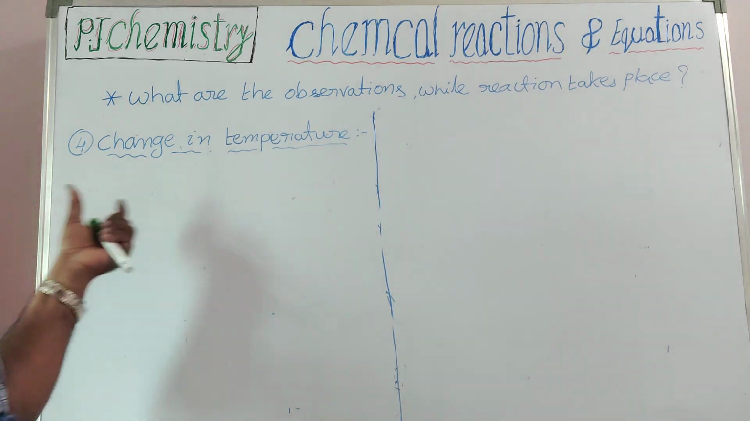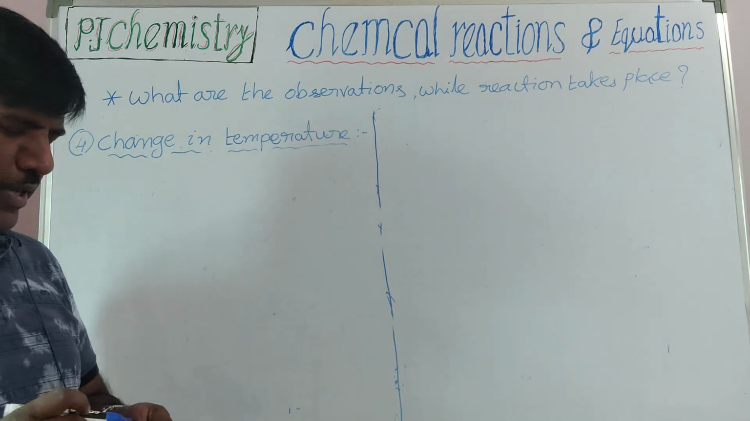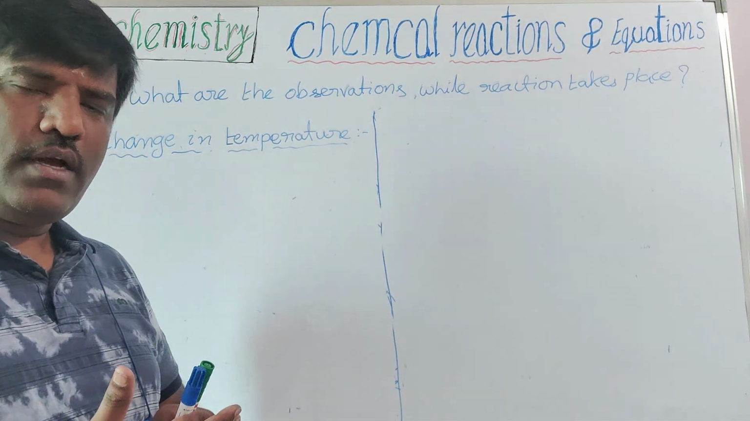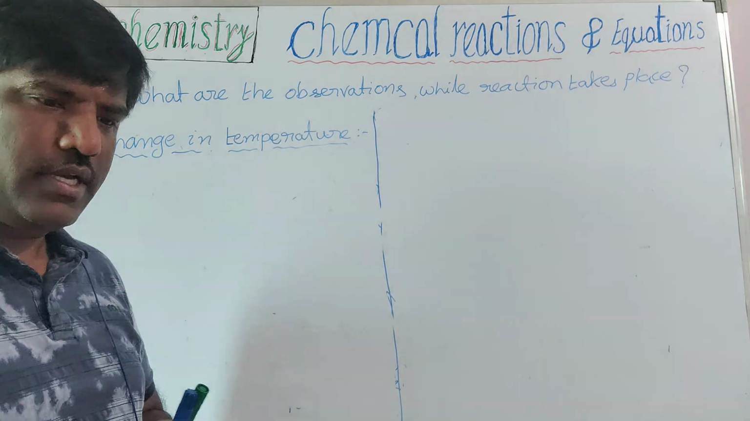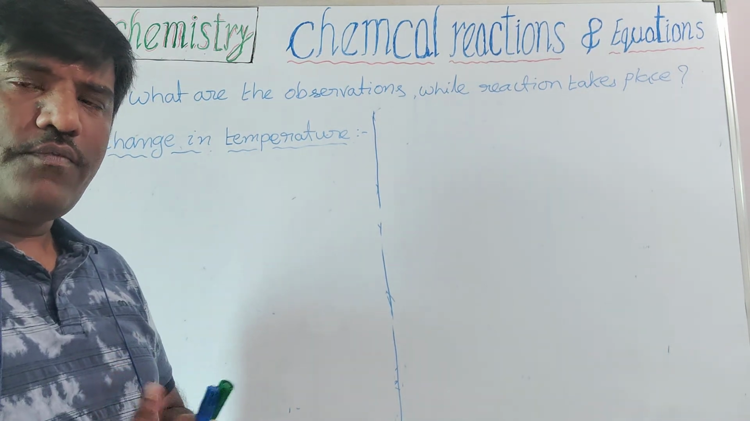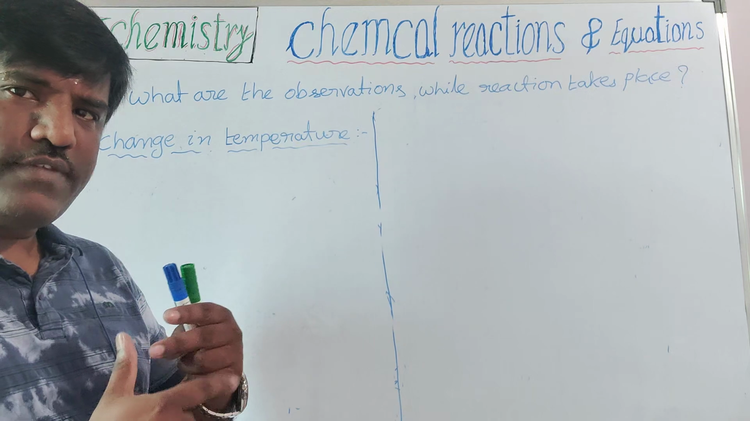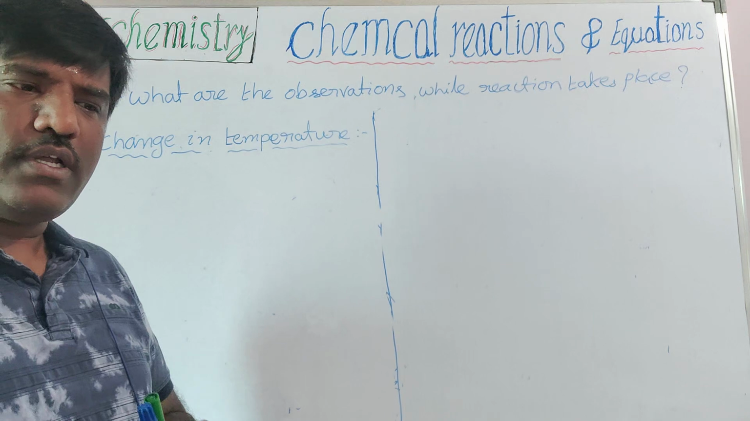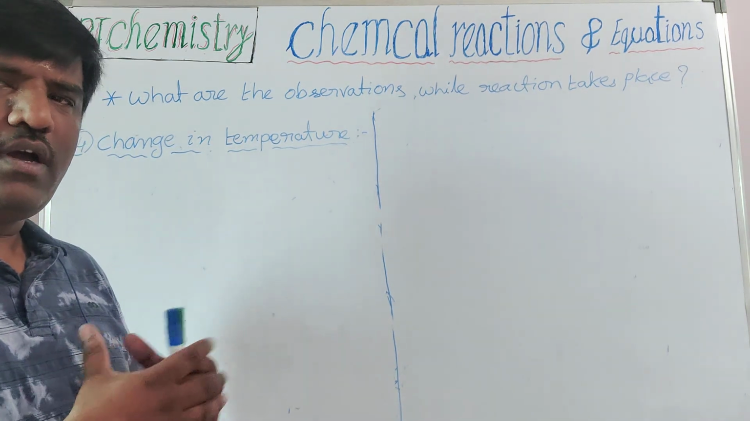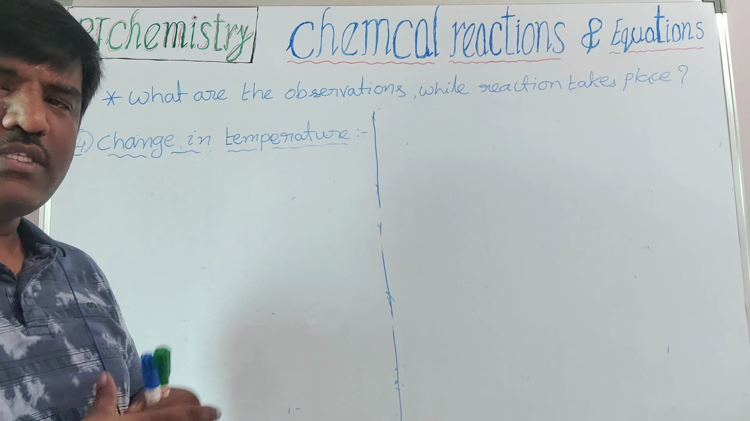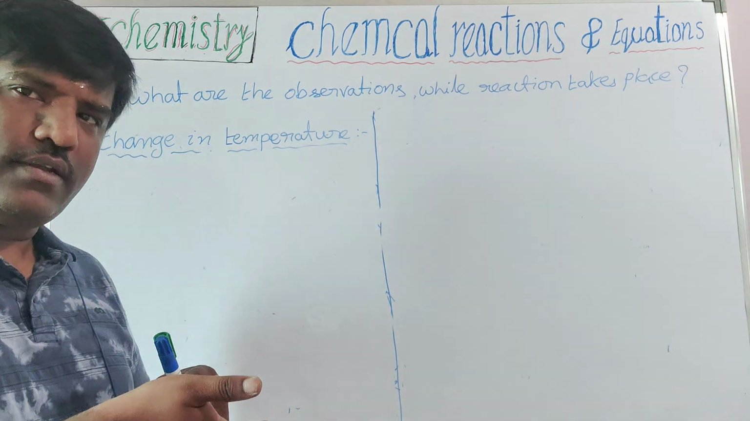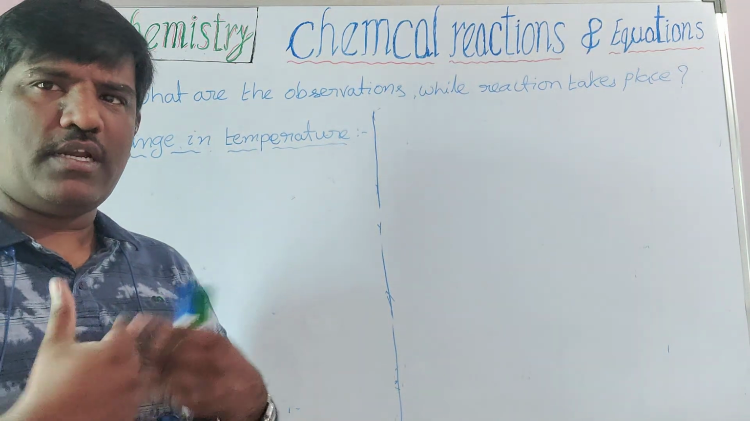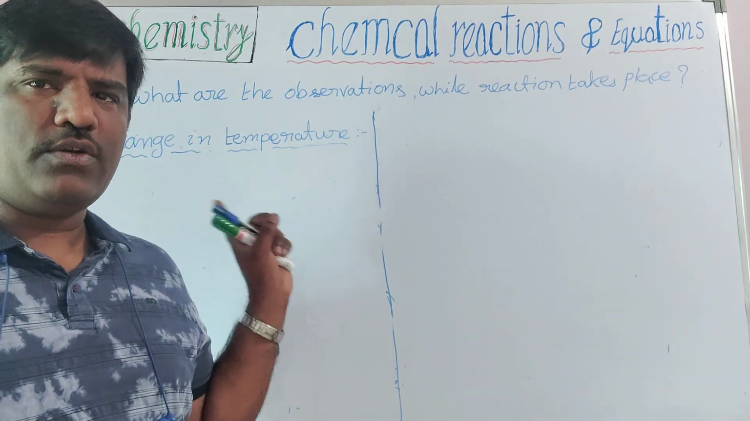Next, the fourth one is change in temperature. Change in temperature means some reactions participate in the reaction only when we supply heat or any energy. Some reactions participate without any additional energy, and after the reaction, if you touch the bottom of the beaker, we feel it hot or warm. That means heat is liberated from the reaction. Based on this absorbing and releasing, we classify two types.